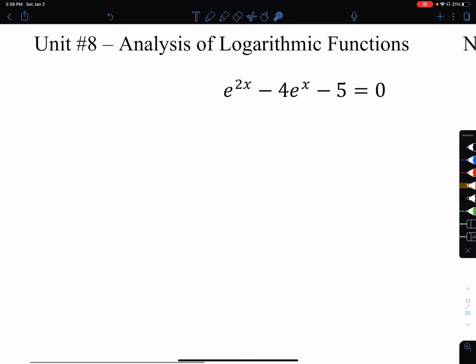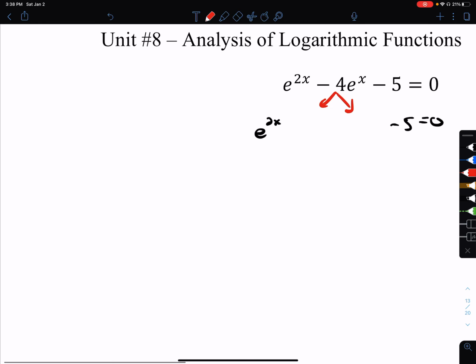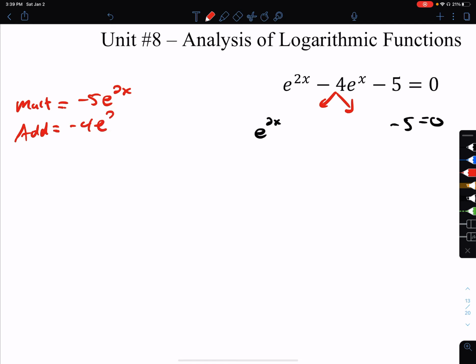And so there are 3 terms. I want to split the middle term and see if I can factor by grouping. So this middle term I'm going to split up. I need 2 terms to multiply to get the first term times the last term. So that would be negative 5e to the 2x. Same 2 terms add to get the middle term, negative 4e to the x.